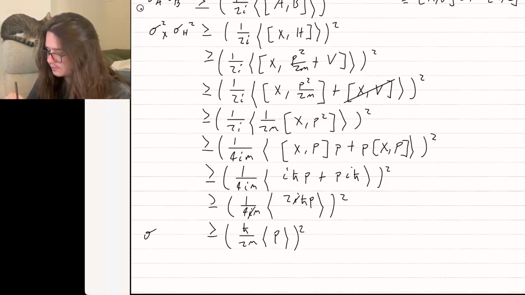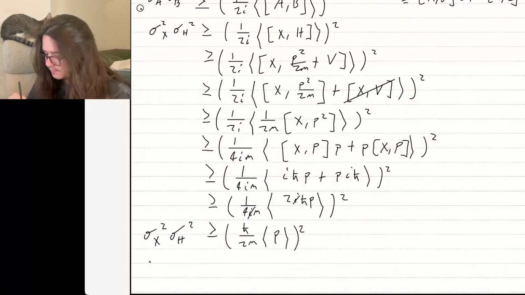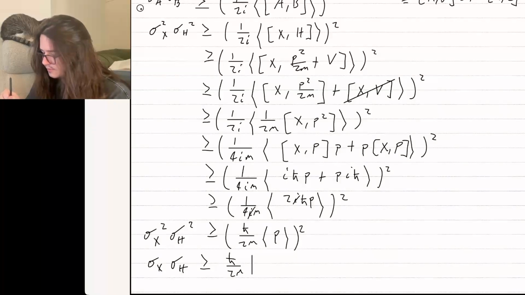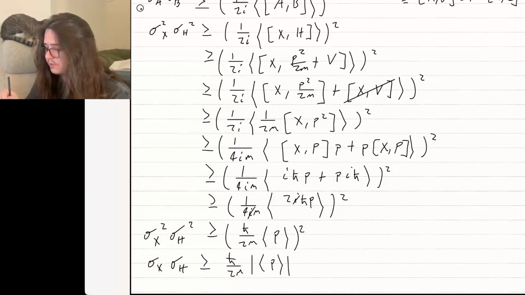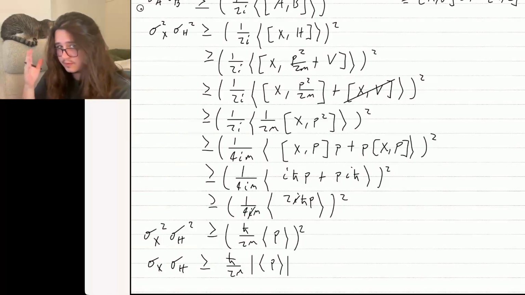And then we can take the square root of both sides of the inequality here. So sigma x, sigma H will be greater than h bar over 2m, and then when we take the square root, we have to specify that this is now a magnitude of the expectation value of momentum. So that's the thing that we were trying to get to in the proof.